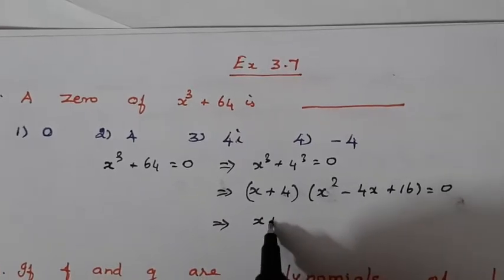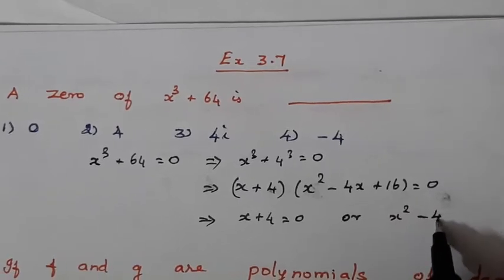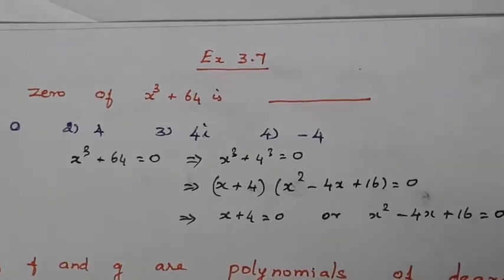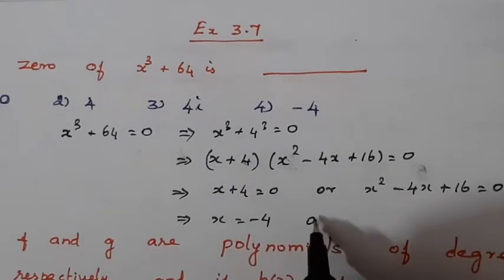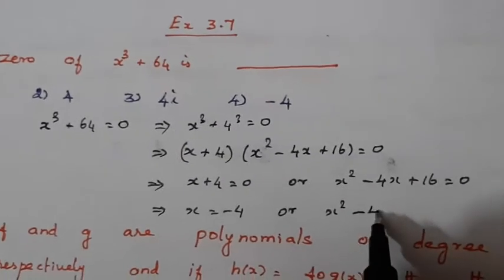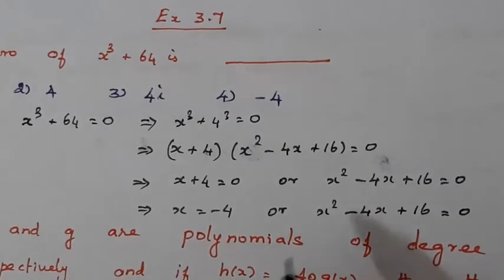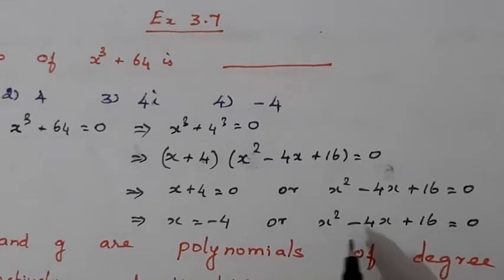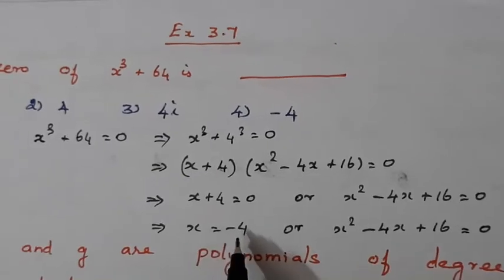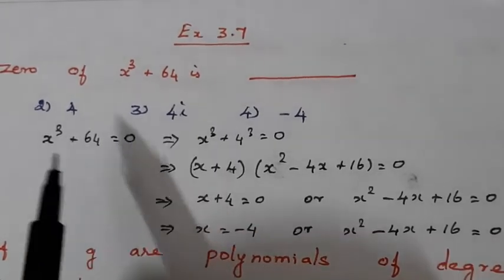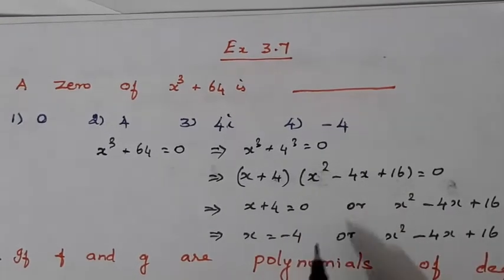So, this implies either x plus 4 equal to 0 or x squared minus 4x plus 16 equal to 0. This implies x is equal to minus 4, or this quadratic. If we equate this, it will give two imaginary values for x, and x equal to minus 4 is the one real value. Among the options, we have minus 4 as the fourth option. So, let us take this.